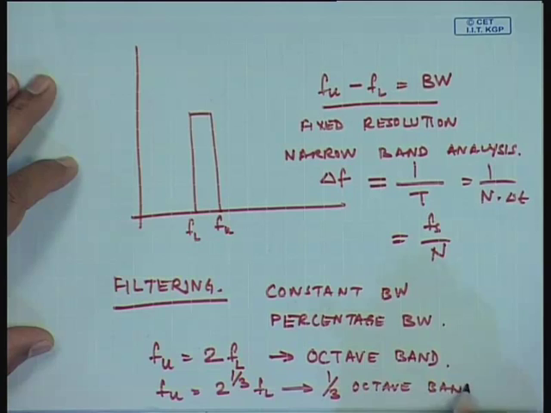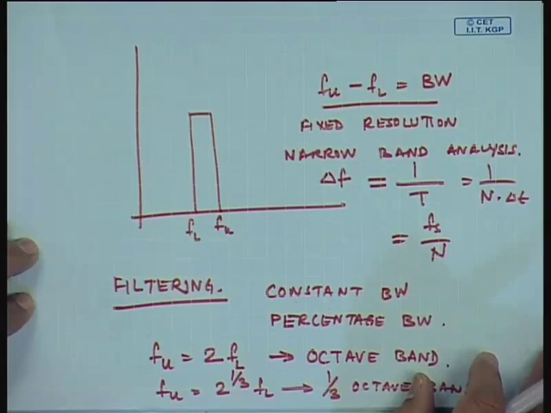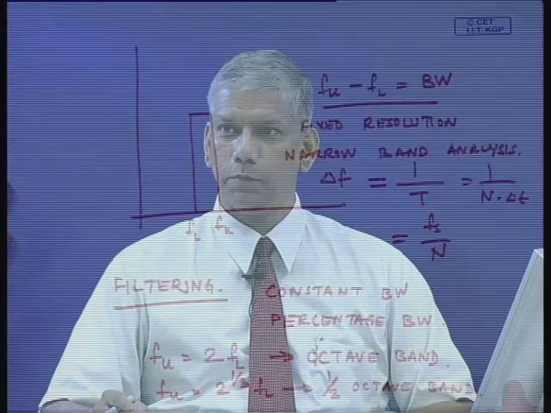The reason we have octave band and 1/3 octave band, there is a history behind it, because our human ears can distinguish octaves of frequency very easily. My ear may not be able to distinguish 10 hertz and 10.5 hertz. I may require a narrow band analyzer to distinguish between 10 and 10.5 hertz or 10 and 10.25 hertz. But perhaps some of you can distinguish between 100 hertz, 200 hertz, 400 hertz or 1000 hertz, because they are almost multiples.